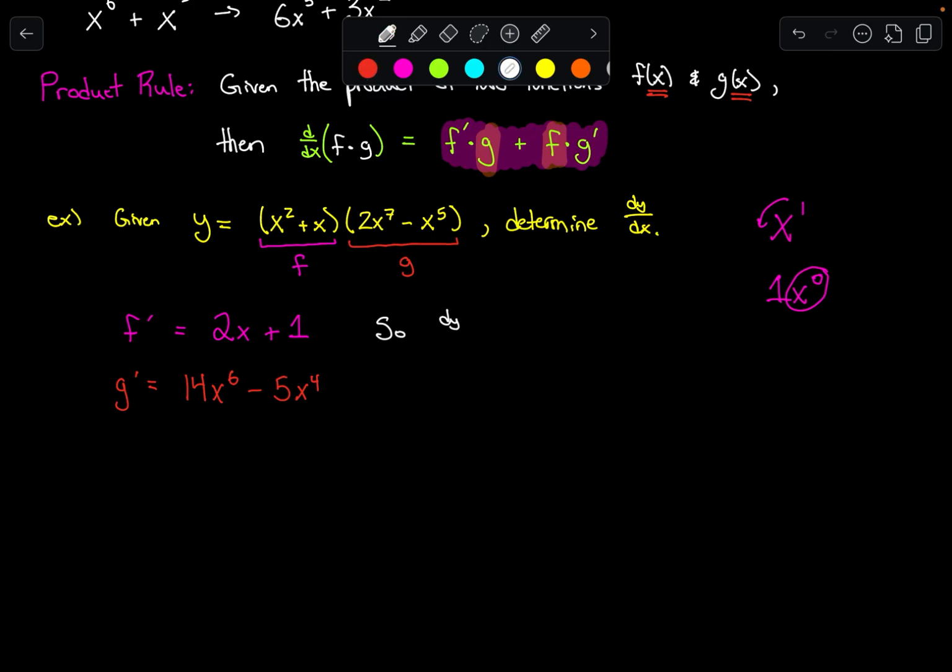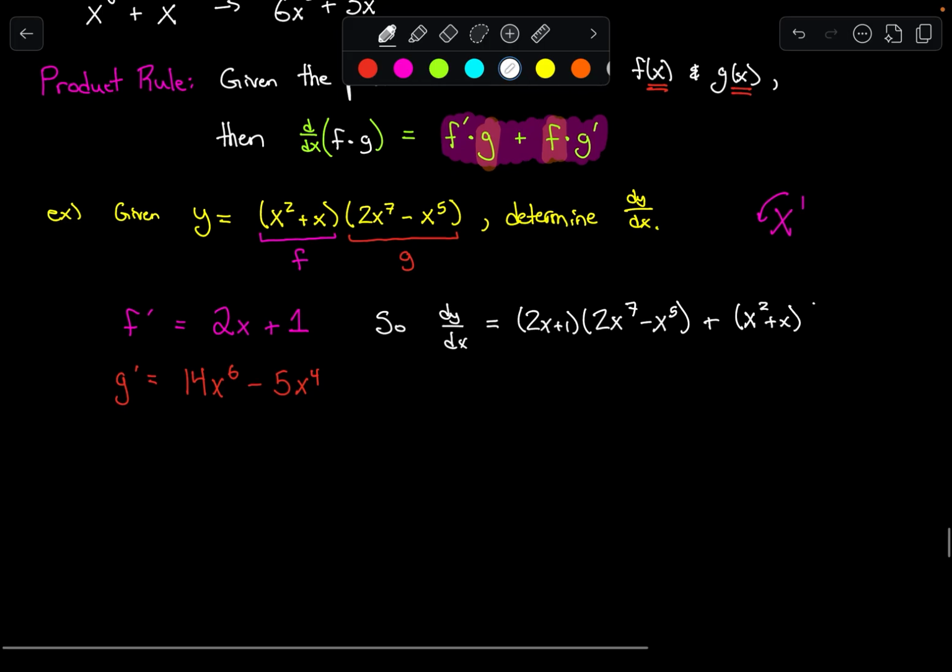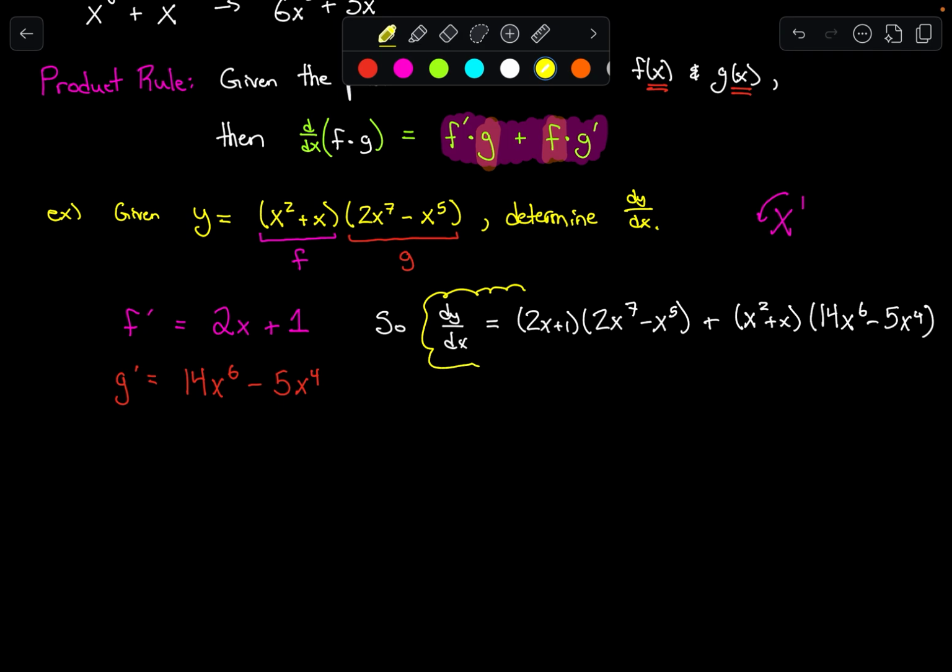Following this formula, dy dx is going to equal our f prime, which is 2x plus 1, times whatever g was, 2x to the 7th minus x to the 5th, and then plus, so now we're going to pop in whatever f was, and f in this case was x squared plus x, times whatever g prime is, which is 14x to the 6th minus 5x to the 4th. Fantastic! And at this point, this is the derivative.